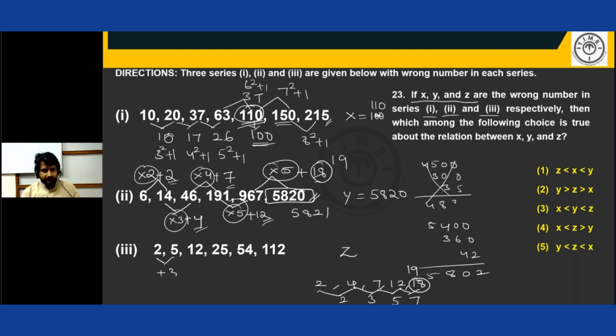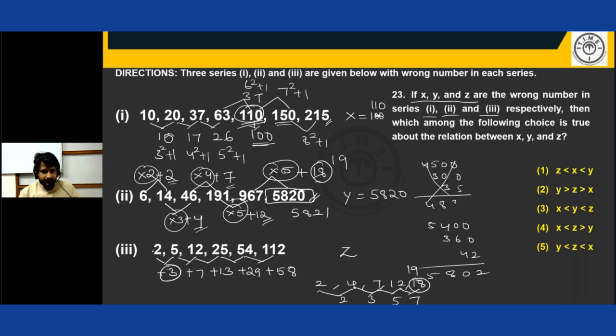2, 5, plus 3. 5 to 12, plus 7. 12 to 25, plus 13. 25 to 54, plus 29. Okay. 54 to 112, plus 58. What are these numbers? 3, 7, 13, 29, 58.